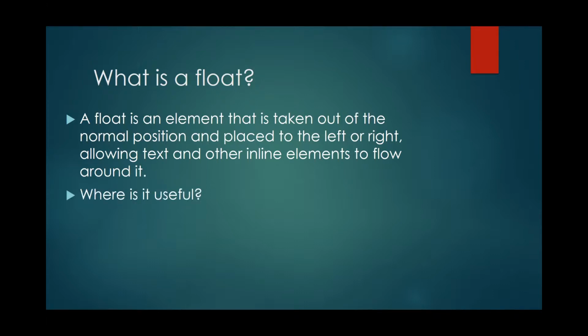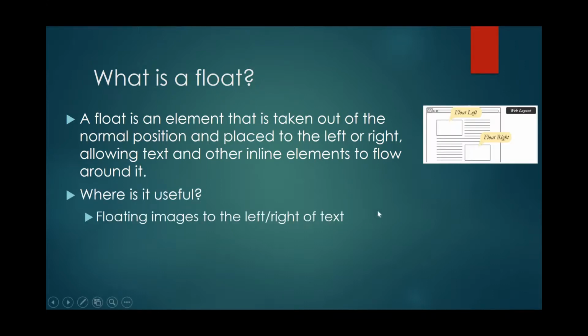So where is that useful? Well, floating images to the left and right of text. As you can see with this little diagram, we float an image to the left or the right, and then text will be allowed to flow around it. And we'll look at an example of that today.